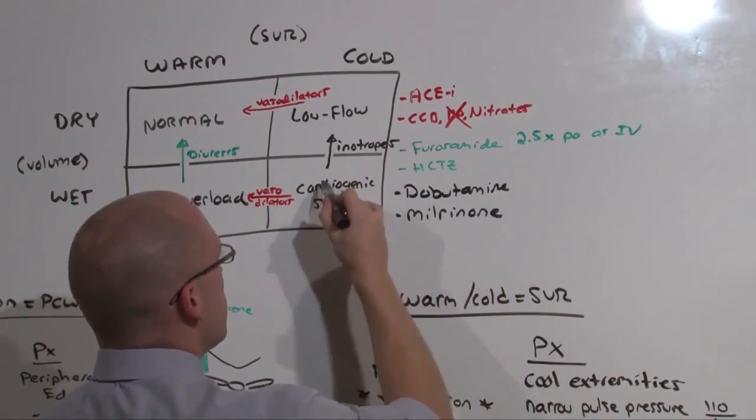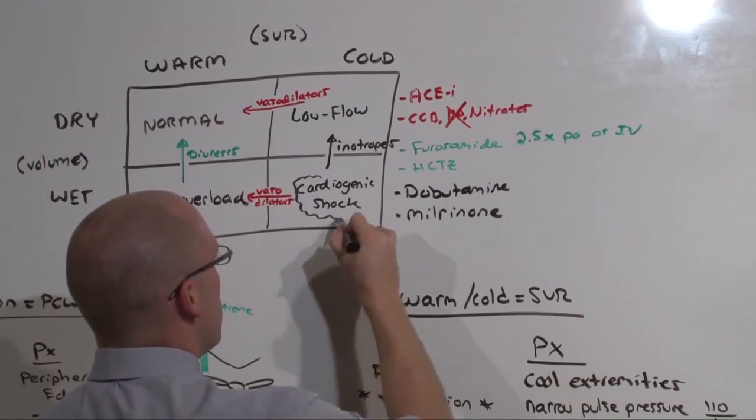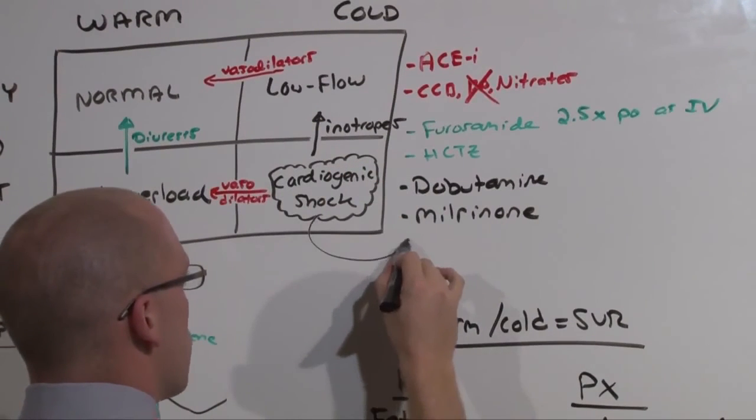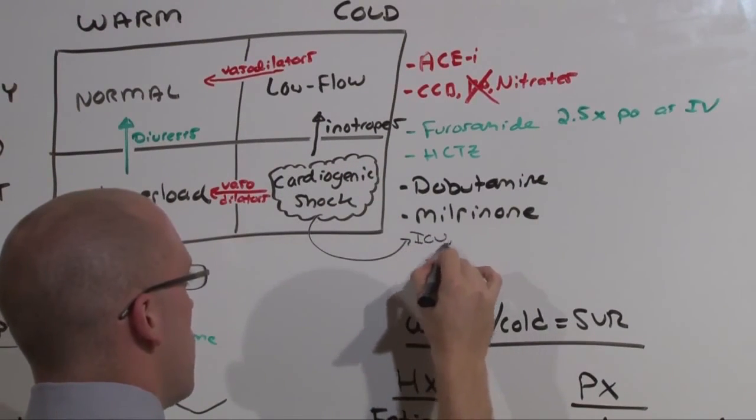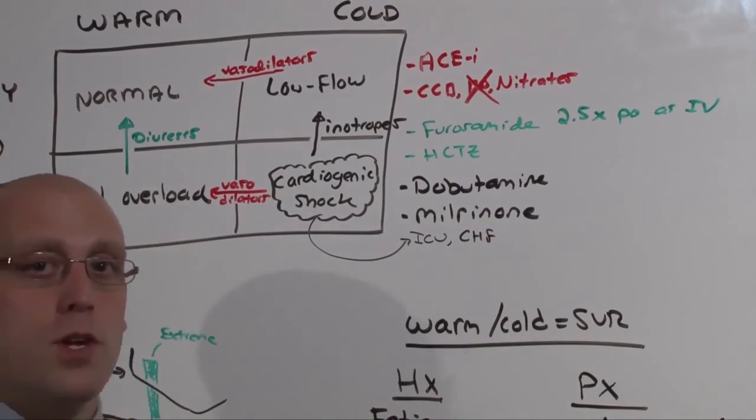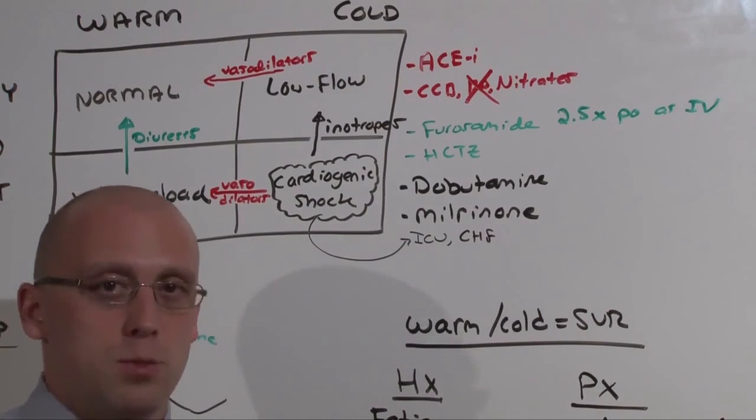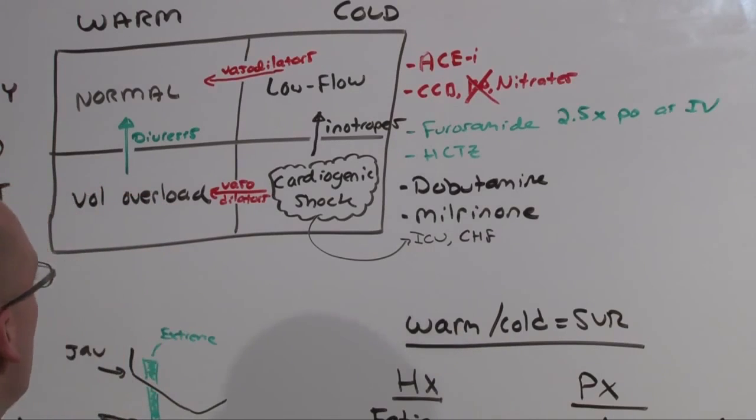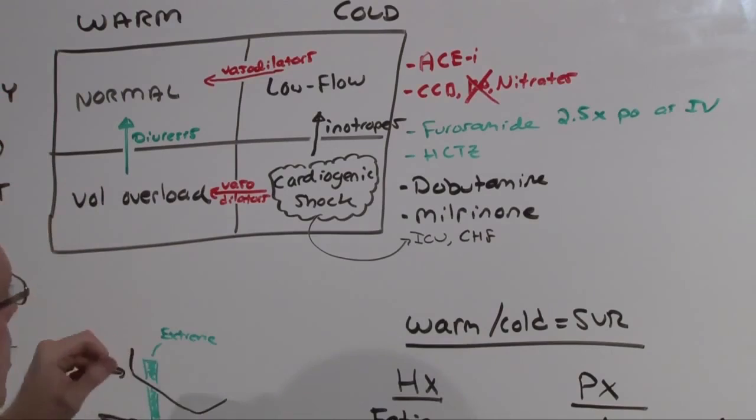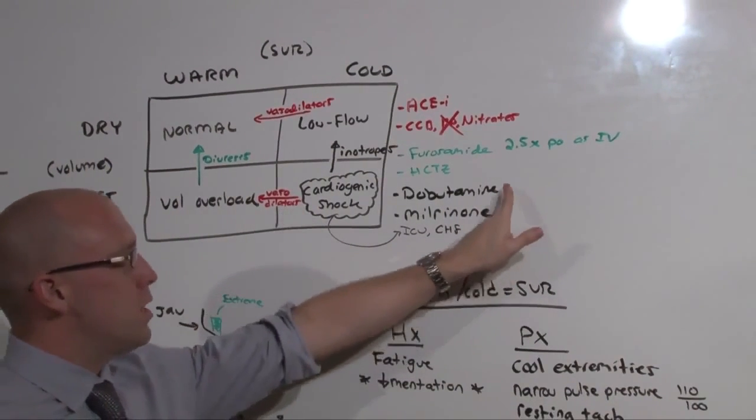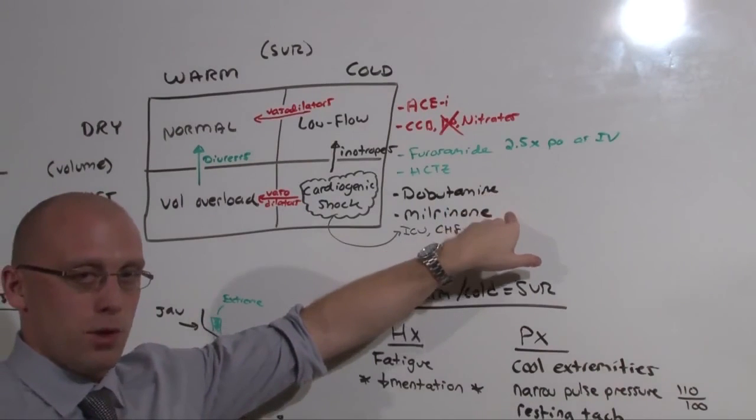And if you are in this area, you probably should not be managing this yourself. This really goes to the ICU, and a CHF tertiary service should be consulted. But if you're in the unit and you're the one who's got this patient in the middle of the night, you want to be able to assess them as warm or cold, wet or dry, and know that if they're in cardiogenic shock, the treatment of choice is going to be the inodilators, dobutamine and milrinone.